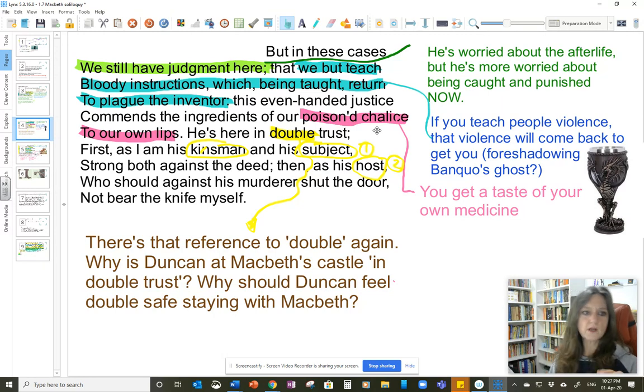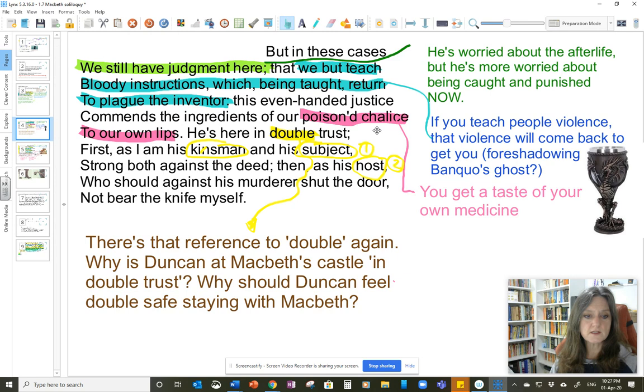So he goes from philosophizing to thinking about King Duncan specifically here. So he's here in double trust. Notice he doesn't name Duncan, does he? It's that vague pronoun usage again. He's here in double trust.